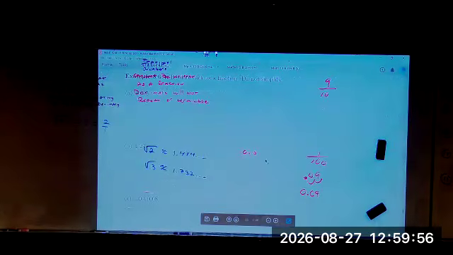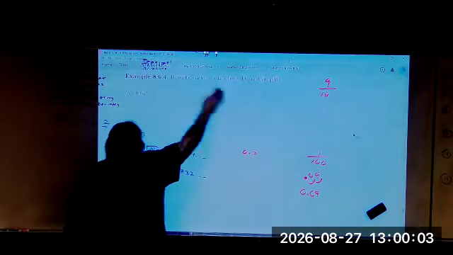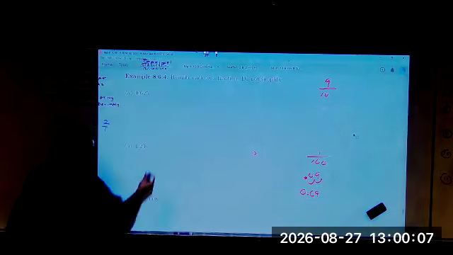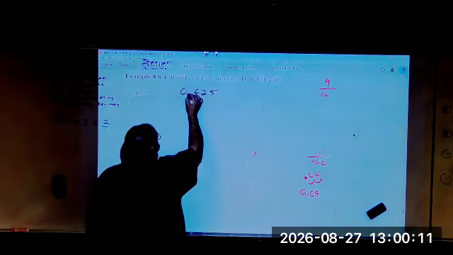Convert these decimals into fractions. Here comes the fun part. Here's how we convert into fractions. So we have 0.625.